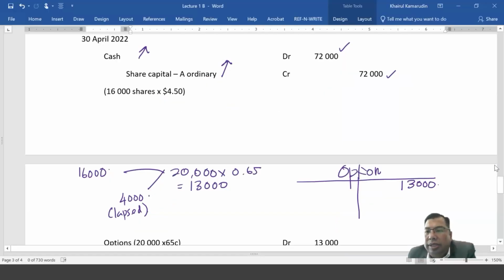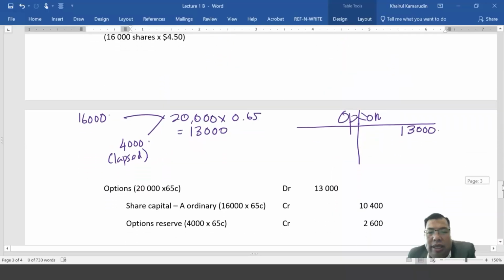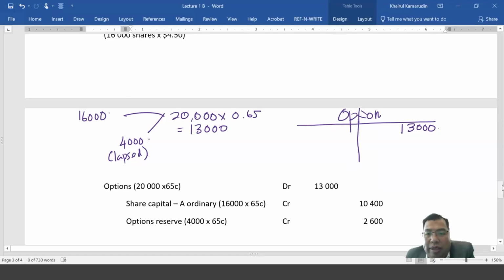Okay. So for the 16,000, let us do the 16,000 first. You're going to debit 16,000. For the options, I'm going to record this one as 13,000. I'm going to close this 13,000. I put here share capital 10,400, and then another one is option reserve, lapse, option reserve 2,600. So this is share capital, this is option reserve.